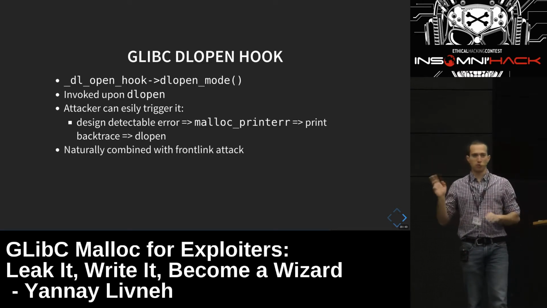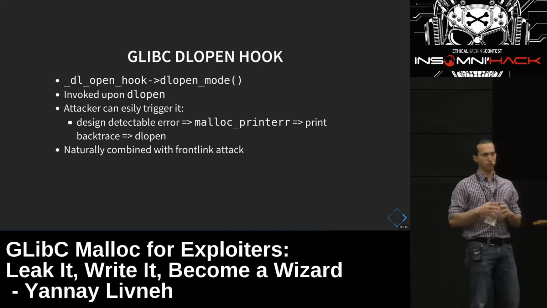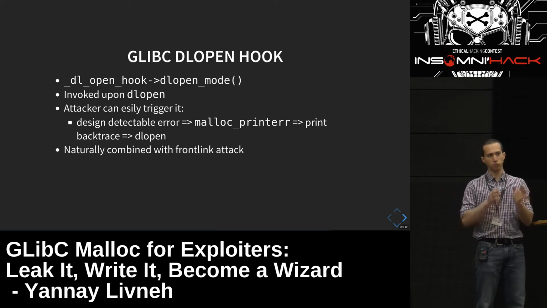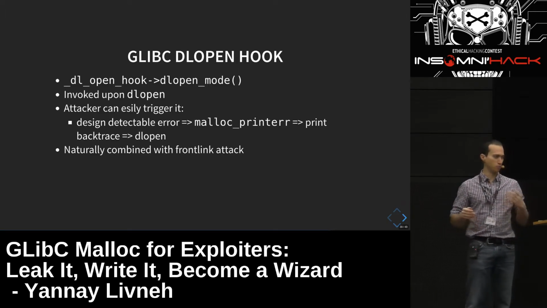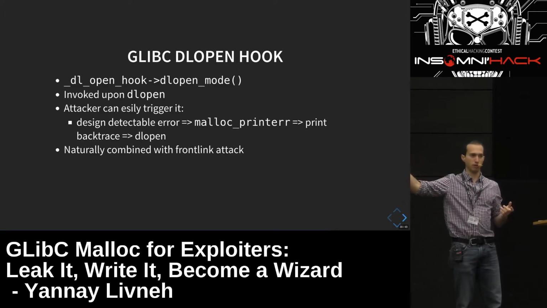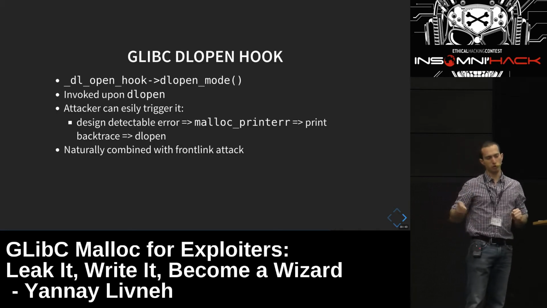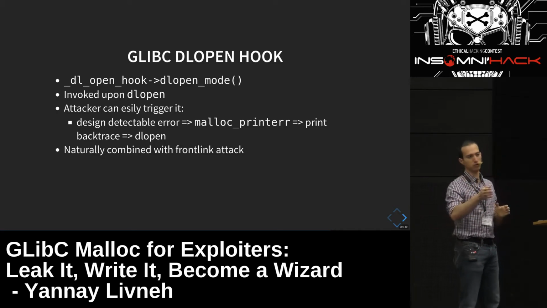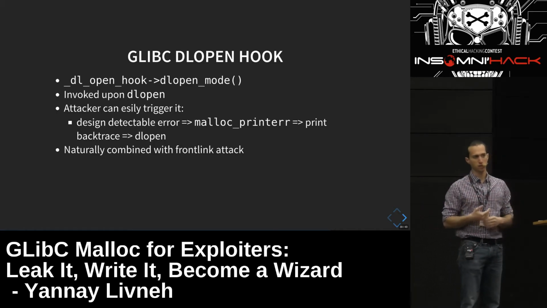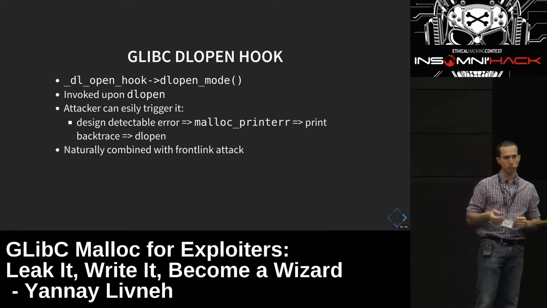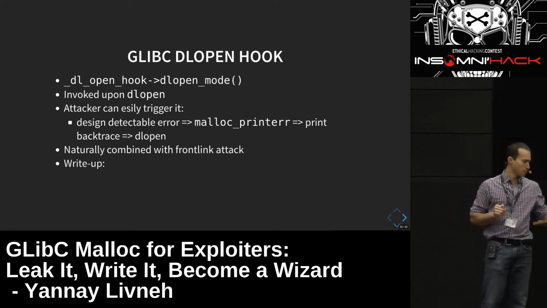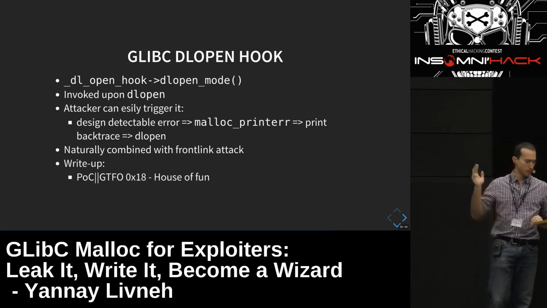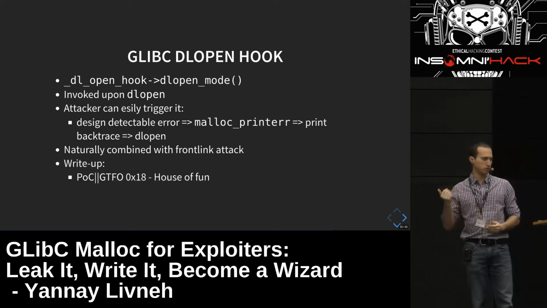It's very naturally combined with the frontlink attack, because if you remember, the frontlink attack grants you a write-where of a pointer to user data. And this is exactly what you want: to write a pointer to a table of functions. You cannot do it with the hooks, because the hooks should point immediately to code, and we have the NX bit, so code is not writable. But you can do it with a virtual table, and the DL open hook is a very nice mechanism to do it. If you want to read a write-up, it will also be part of my upcoming POC GTFO write-up.